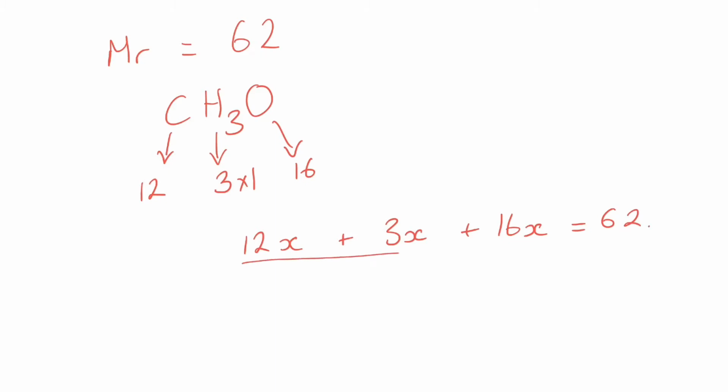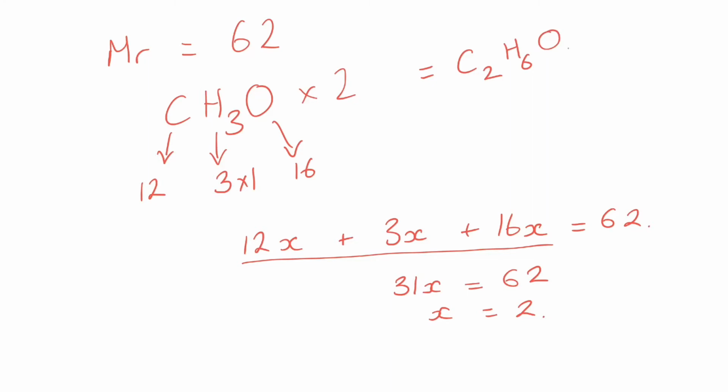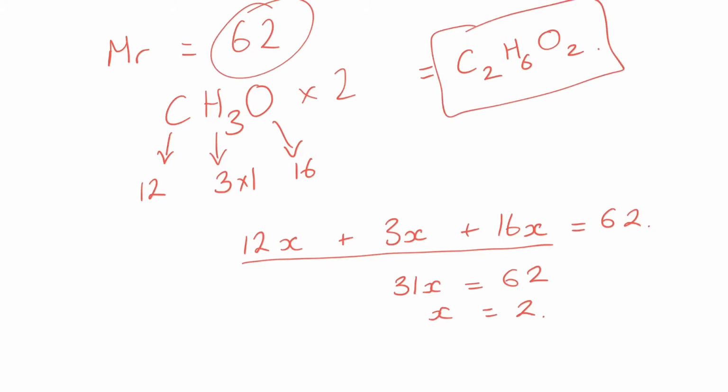So let's gather all of these terms together. So 12 plus 3 plus 16 is 31. So 31x equals 62. So therefore x equals 2. So we just need to times everything in this formula by 2, which gives us C2H6O2. Final check. 12 times 2 is 24, plus 6 is 30, plus 2 times 16 is 32, add that to the 30 is 62, so this is our molecular formula.